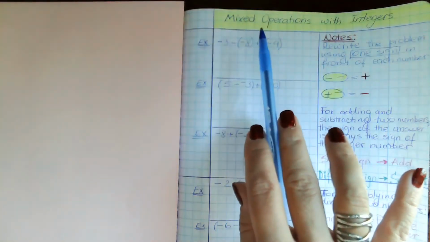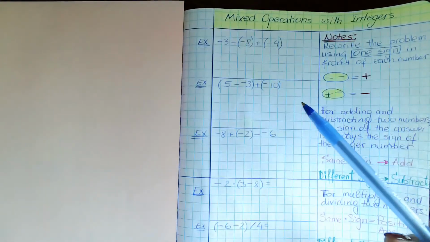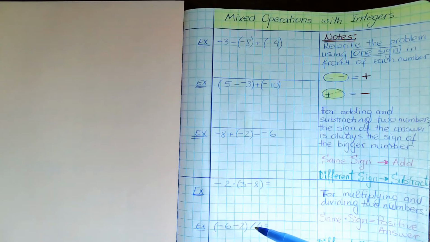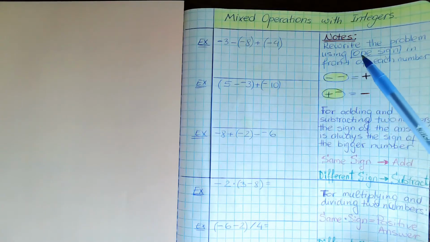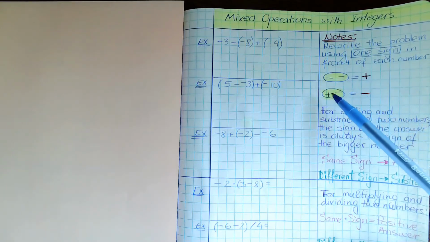Today we're going to look at mixed operations with integers. So when I add, subtract, multiply, divide, and how to simplify the problem using our integer rules. First of all, a few reminders on the notes. Rewrite the problem using one sign in front of each number. That simplifies the problem a lot.